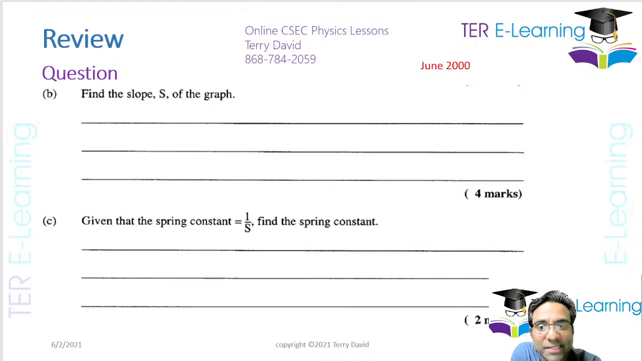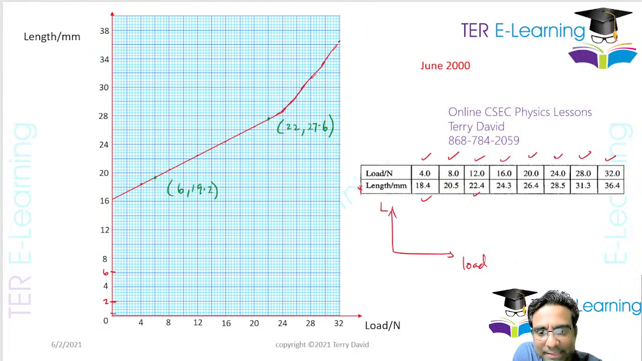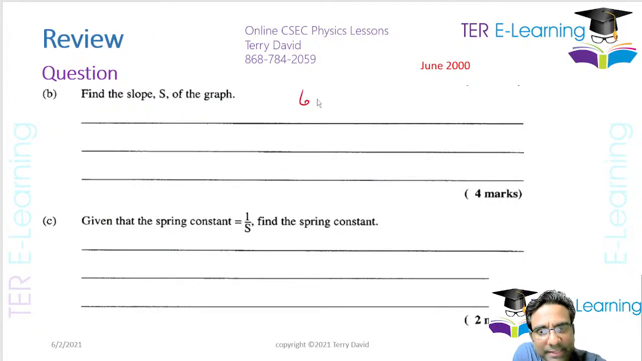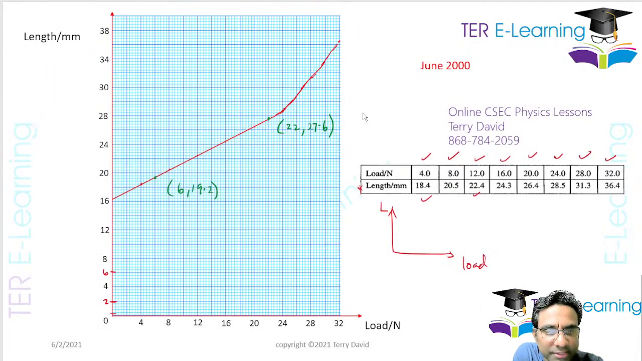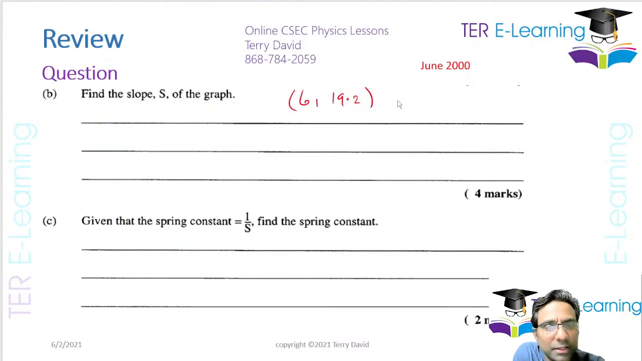So the question wants to know, find the slope of the graph. So I'm going to write down what those 2 points are that we just chose. So the first point is 6 against 19.2. And the second point that I've chosen is 22 against 27.6. Right? Those are my 2 values. Now, next thing we need to do, we need to label the points. Once you find a slope, always label your points. So this is x1, y1, x2, y2, right?